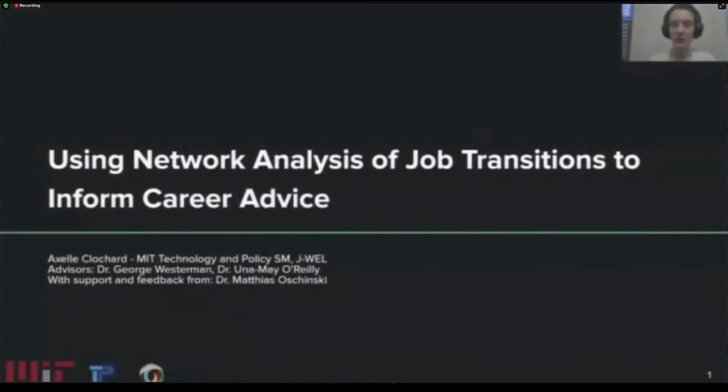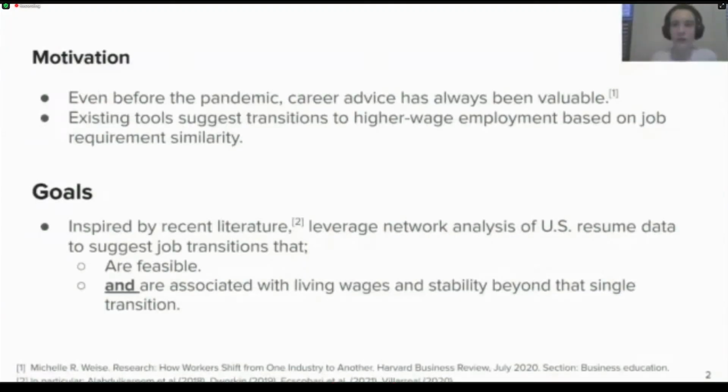Hi everyone, today I'll be presenting work that uses network analysis of job transitions to inform career advice. So while career advice has always been important, it's become particularly relevant recently as many workers were displaced from their jobs during the pandemic. And in fact, there are a number of tools that suggest job transitions to workers to higher wage employment based on job requirement similarity, but these tools do not always consider whether a transition will be beneficial for the worker in the long run.